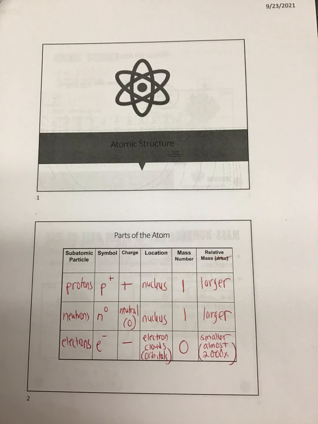Electrons are negative. They're outside the nucleus, in the clouds of the orbitals. They are not included in the atomic mass, so we give them a mass number of 0, because they're smaller. They're almost 2,000 times smaller, about 1/1800th of the size of the other two.